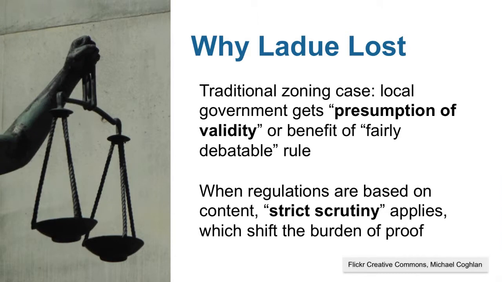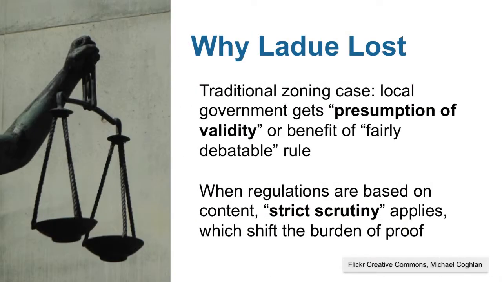But when regulations are based on content, and we'll look at a couple cases involving that, then the whole system shifts and the courts apply a rule called strict scrutiny. And the basis of strict scrutiny is really that the local government is presumed to be wrong because it is adopting content-based regulations, and so the local government goes into court with a very, very heavy burden of proof. And that's extremely challenging. It makes the cases tough to win, and we'll look at why.